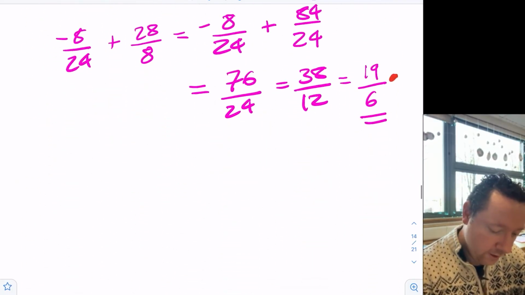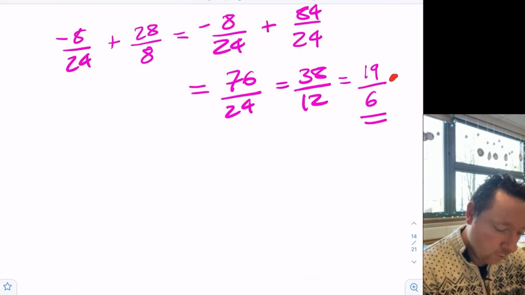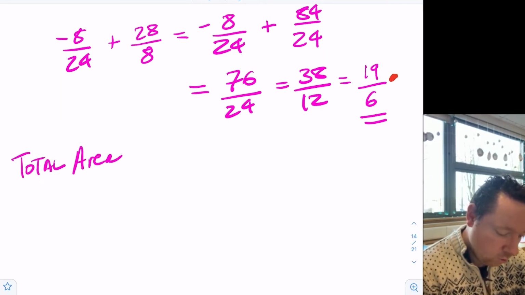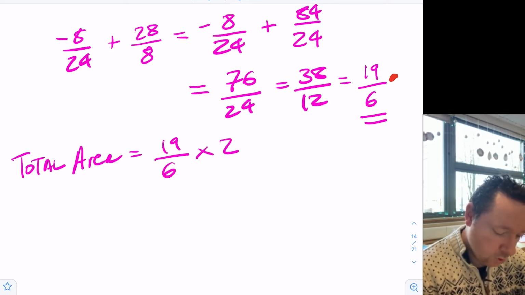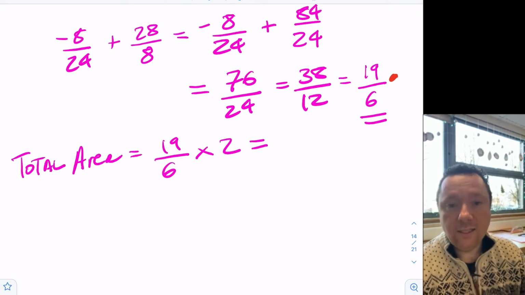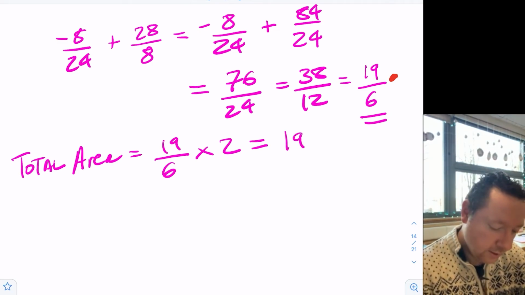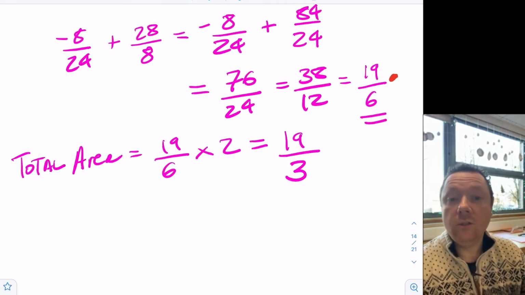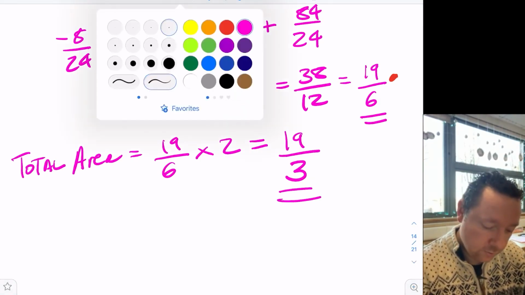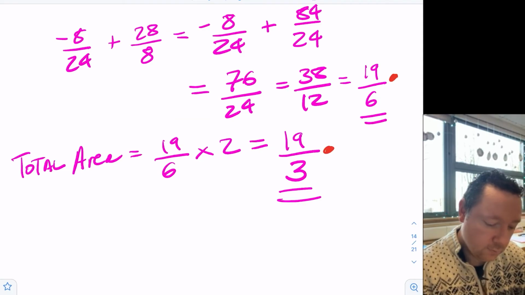So our final area, just to get our final 7th mark, the area, total, equals 19 over 6 times 2. 2 times 19 over 6, well, that's the same as 19 over 3. So 19 over 3 is our final answer for our final last mark.